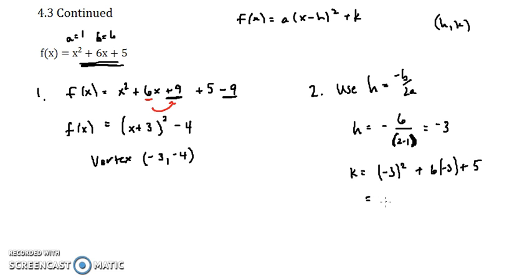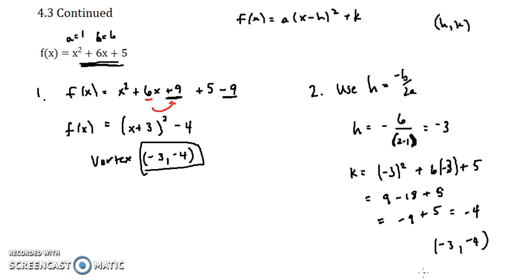We're going to be really careful with signs and order of operations here. This is a negative 3. All right, so we're going to get 9 minus 18 plus 5. So 9 minus 18 would be negative 9, plus 5 would give us negative 4. So h is negative 3, and k is negative 4. Okay, so negative 3, negative 4 here, negative 3, negative 4 here.